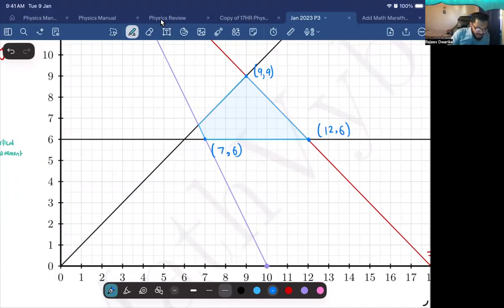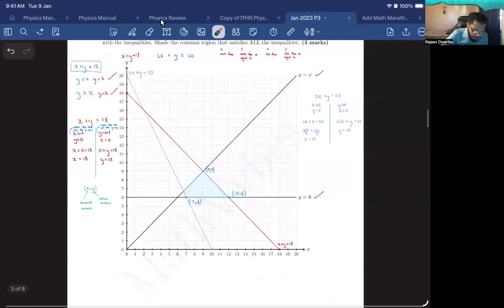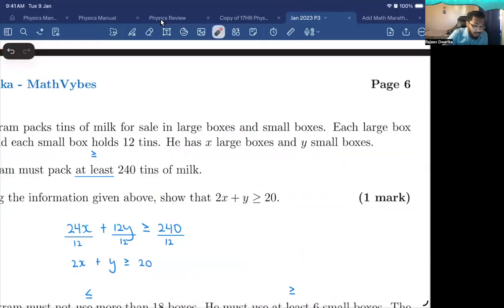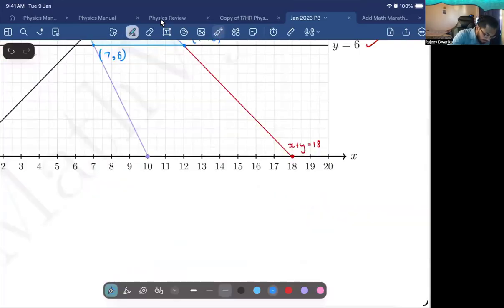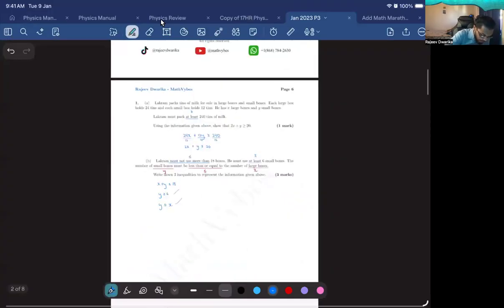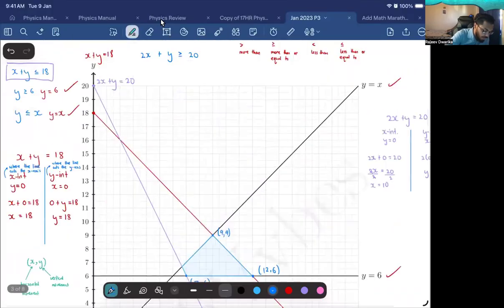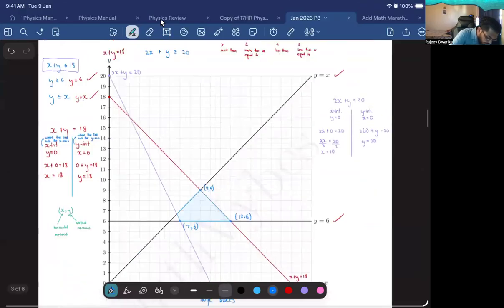Now, guys, let me just explain something. Earlier in the question, they said X represents large boxes, and Y represents small boxes. So I'm just putting in the axes. X is large boxes. And Y was representing what? Small boxes, sir.